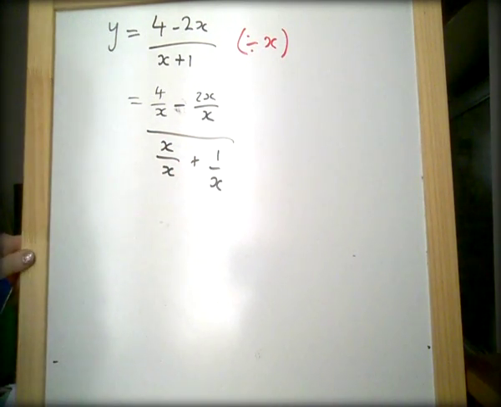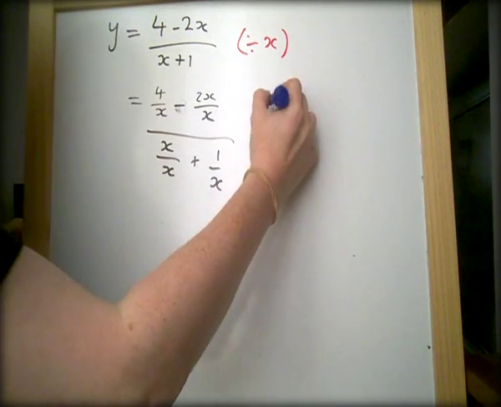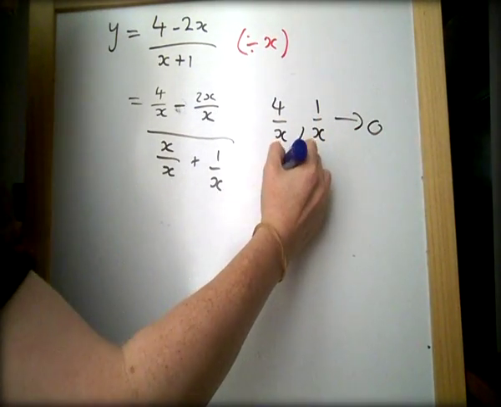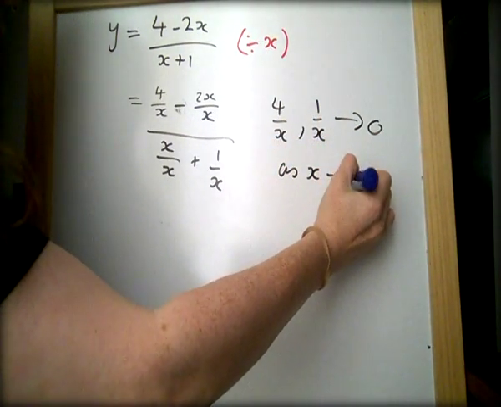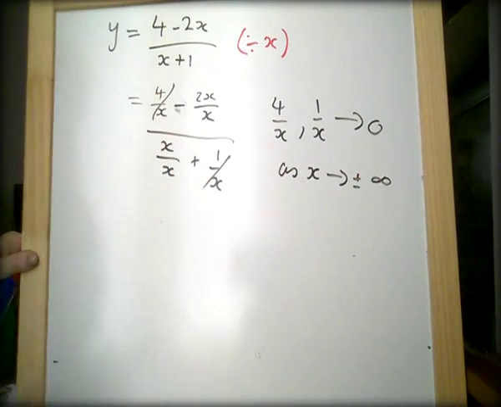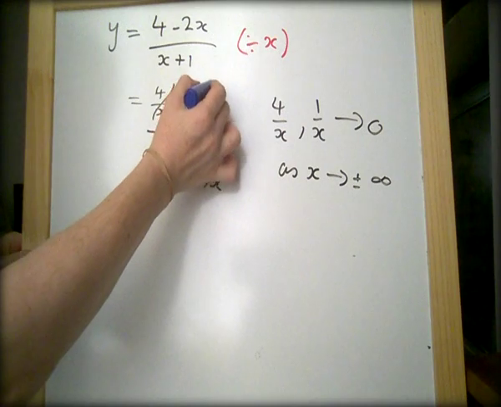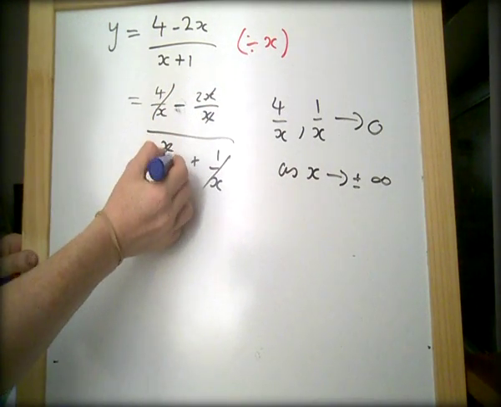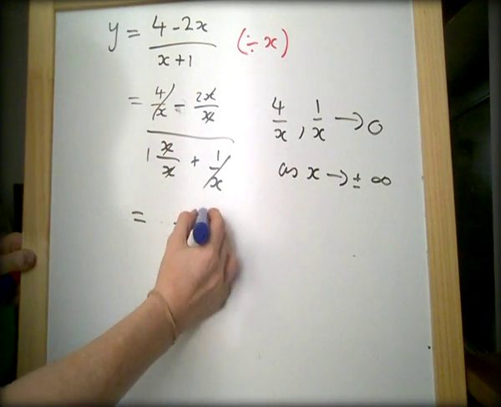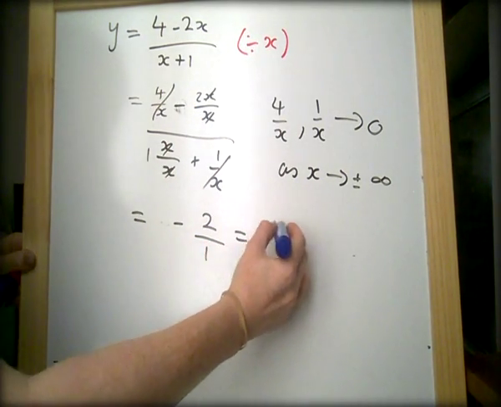Alright, so let's look at the terms. We're looking for the terms with the x just on the bottom. So 4 over x and 1 over x will tend towards 0 as x tends towards plus or minus infinity, enabling us to forget those. What's left? My x's cancel there, my x's cancel there, leaving me with a 1. So don't forget your minus, we end up with minus 2 over 1, so minus 2.